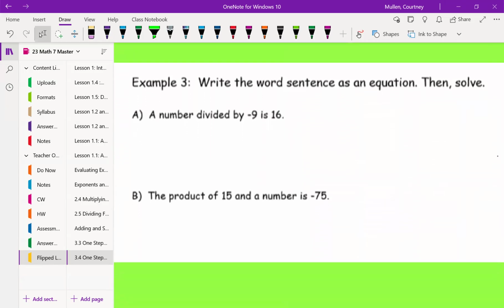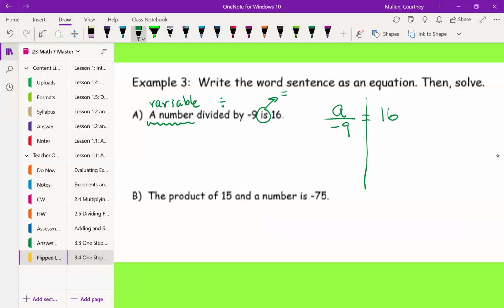Write the word sentence as an equation, then solve. A number divided by -9 is 16. So what was a number? That's right, it's a variable. Divided by, so we're dividing by -9. What does is mean again? That's right, equals. So a number, we can pick one, maybe A, divided by -9 equals 16.